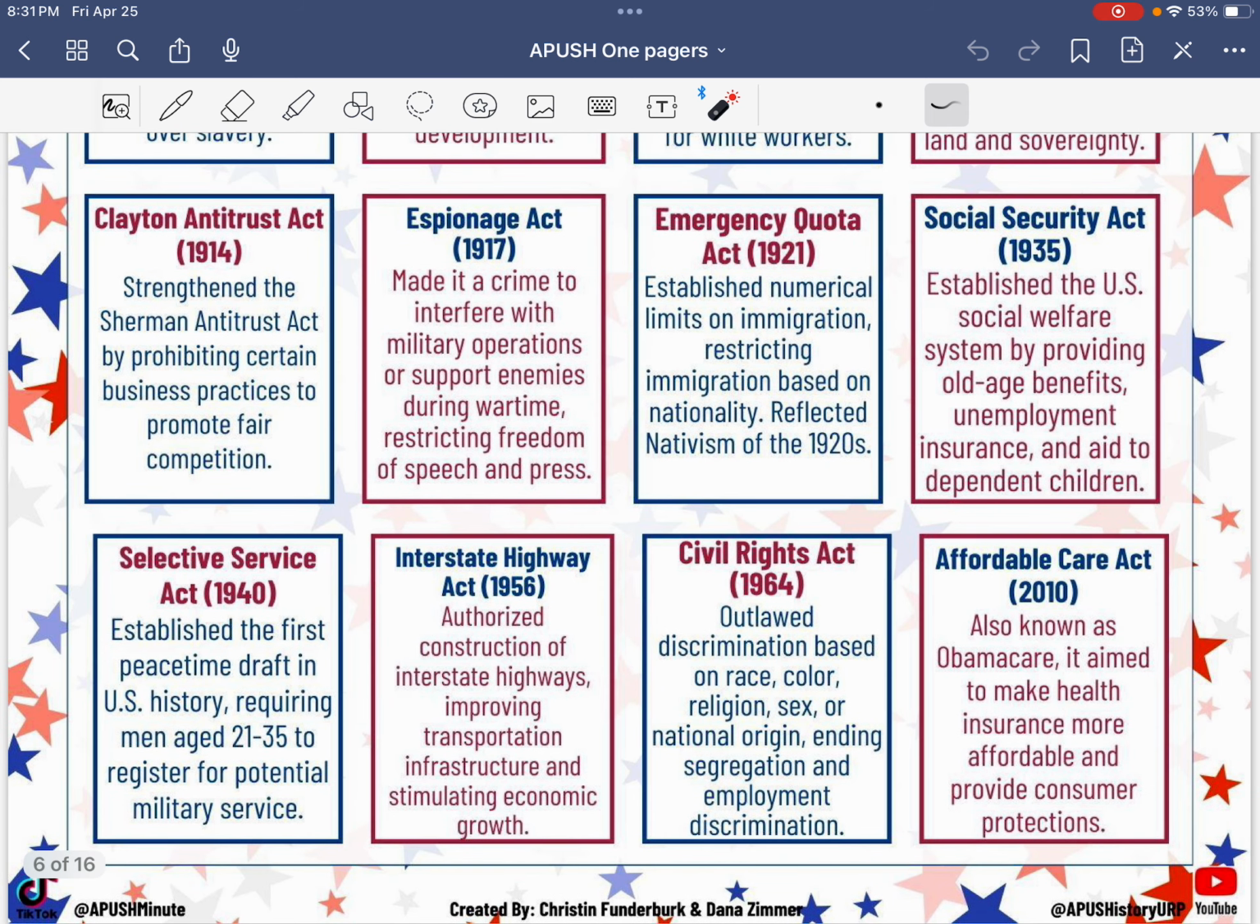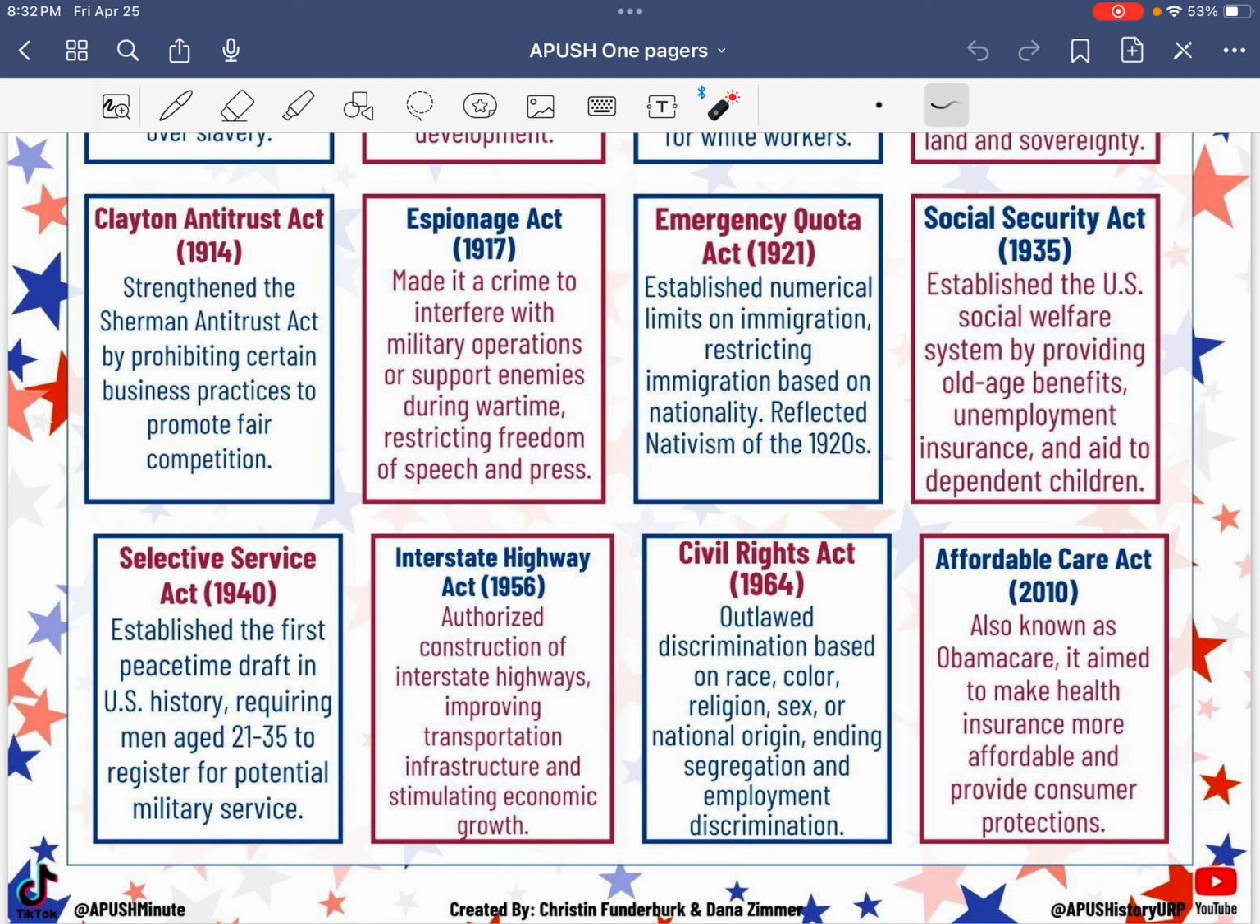All right, Selective Service Act. There are many different Selective Service Acts. There is the Conscription Act in the Civil War. There's the Selective Service Act of 1917 during World War I. And then there's the Selective Service Act of 1940. But all of them basically say the same thing.